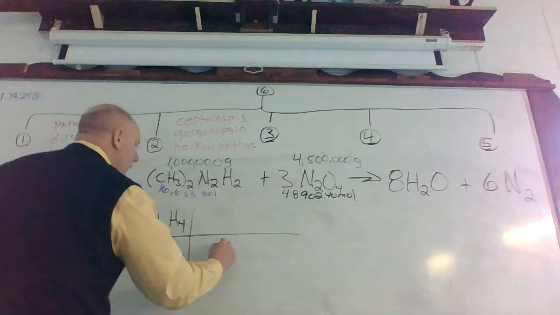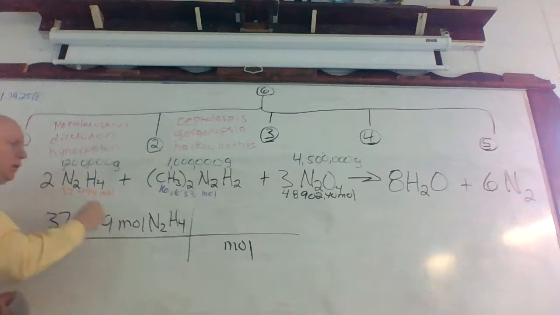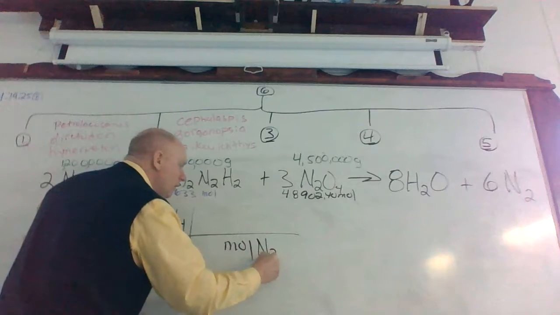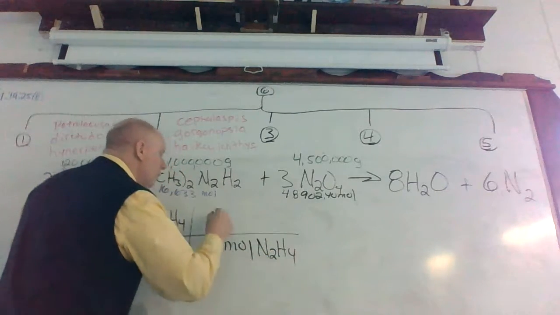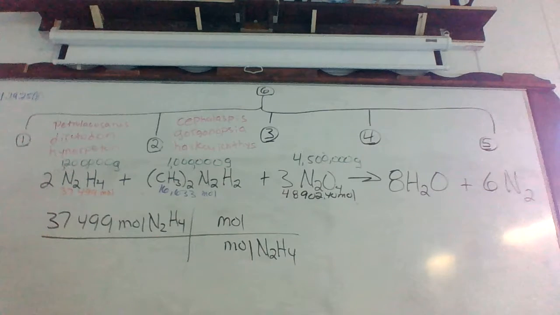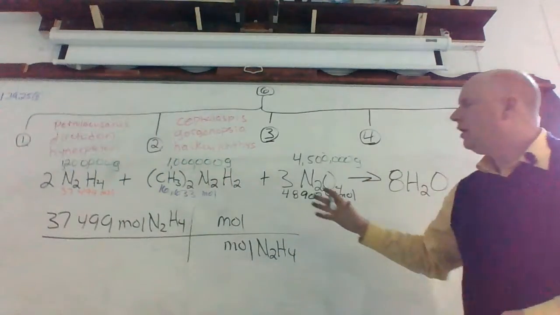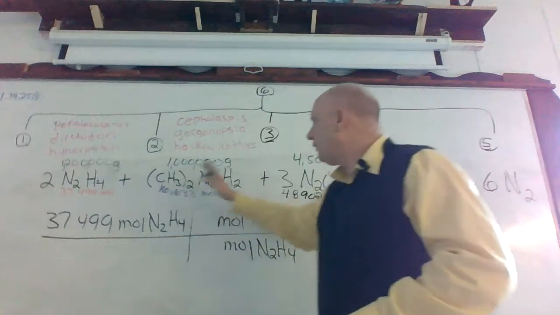So for every mole of this substance, N2H4, we're going to get a mole. Now, if you chose to do it that way, you're going to get the same answer, okay? But this is how we're going to go through this process. So that's what I meant. We're just going to work from left to right.